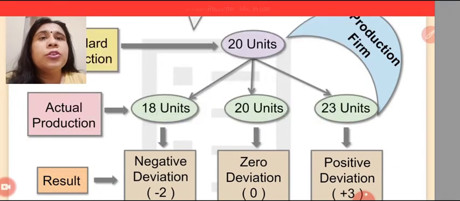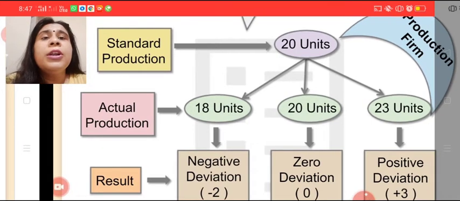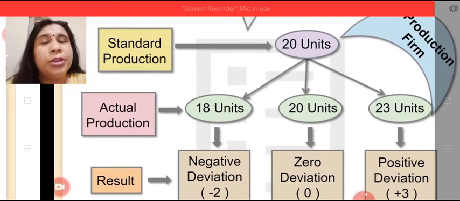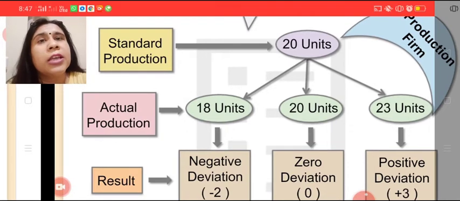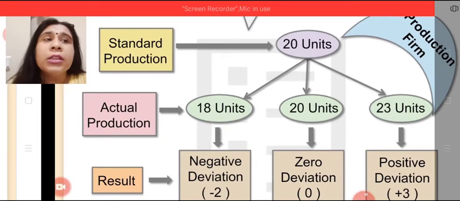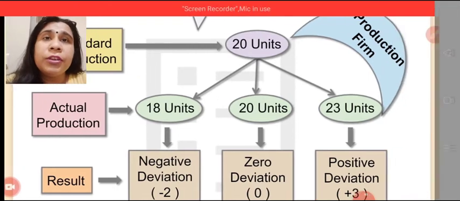See, this is flashed on your screens. Standard production here is 20 units. And there are 3 cases: when actual production is 18 units, second case, actual production is 20 units, third case, actual production is 23 units. Now, how do we find the deviations?